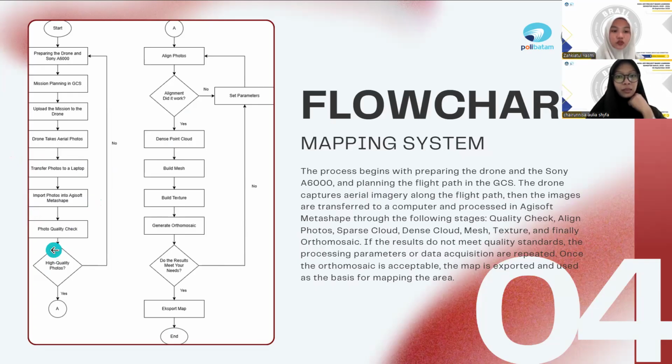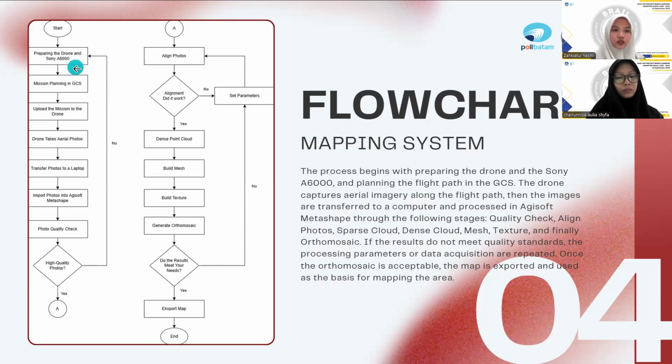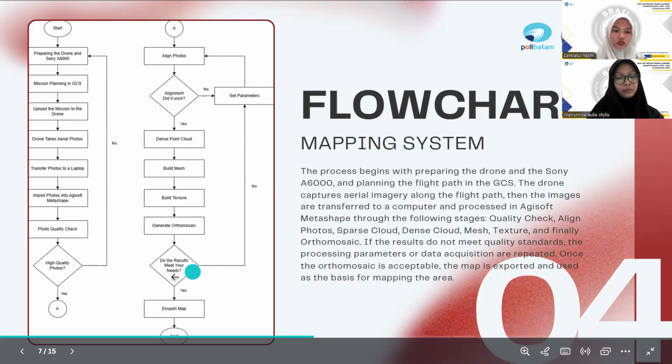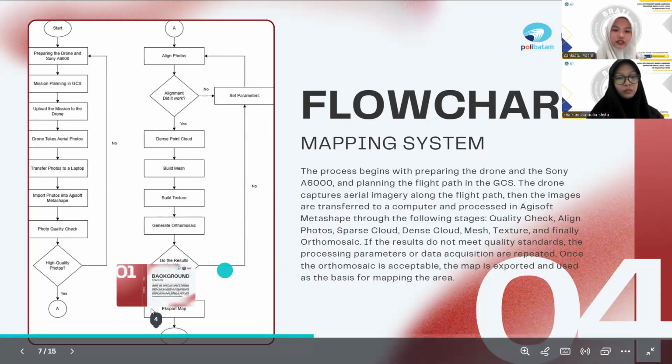If the photo is high quality, next is to align photos, but if not, go back to preparing the drone and Sony A6000 again. After align photos, we check whether the alignment worked. If no, set parameters and go back to align photos. But if yes, next is dense point cloud, build mesh, build texture, and generate orthomosaic. After that, check if the result meets your needs. If no, set parameters and go back to align photos. But if yes, next is export, and this is the last.